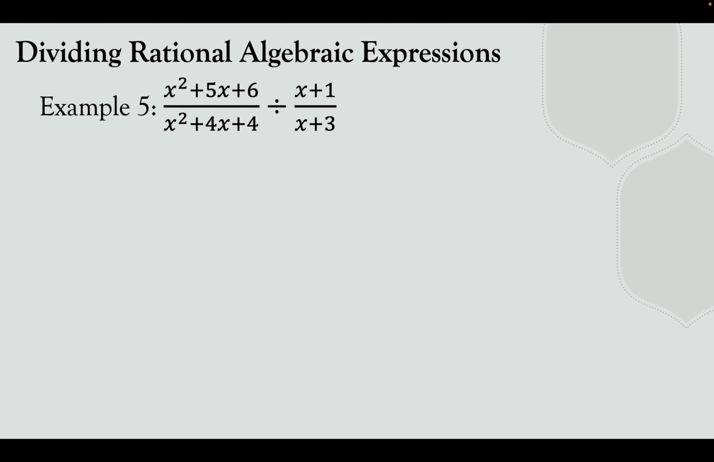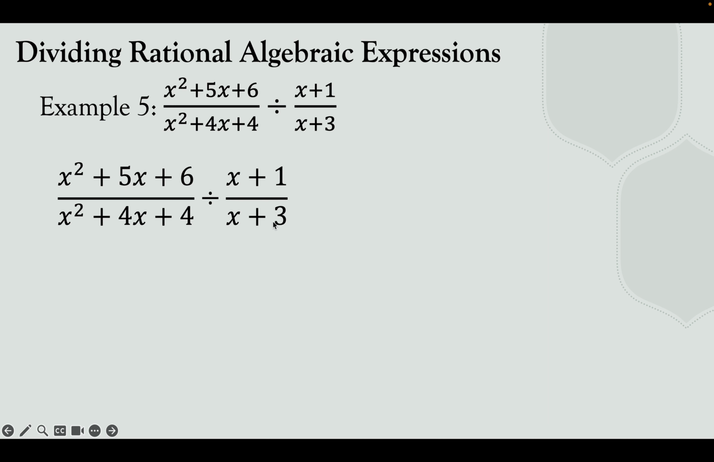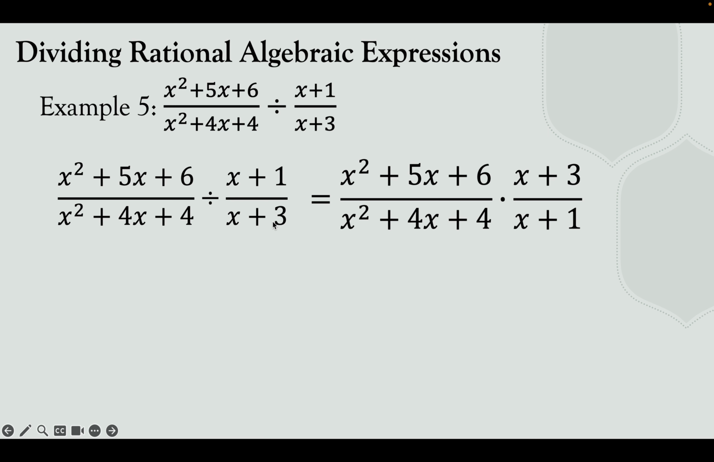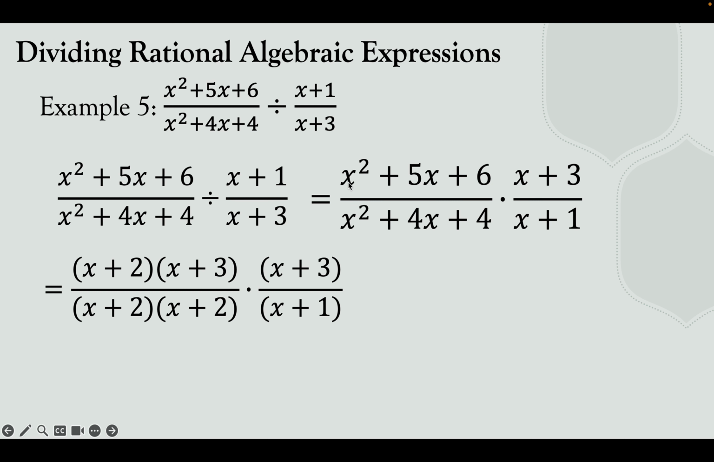Okay, last example, we have (x² + 5x + 6)/(x² + 4x + 4) divided by (x + 1)/(x + 3). So our dividend here is (x² + 5x + 6)/(x² + 4x + 4), divided by (x + 1)/(x + 3). Change the operation from division to multiplication and find the reciprocal of your divisor, which is (x + 3)/(x + 1).